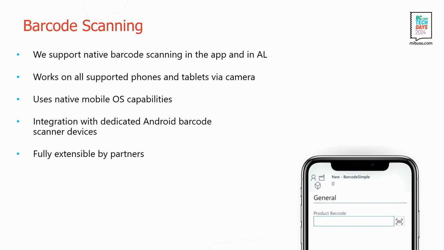So now we support native barcode scanning capabilities in the app and in AL. It works on all supported phones, tablets, and via camera. It uses the native mobile OS capabilities to detect these barcodes and decode them. And we also provide an integration with dedicated Android barcode scanner devices. And of course, we build these features in such a way that you, as partners, can extend them and make them extensible.